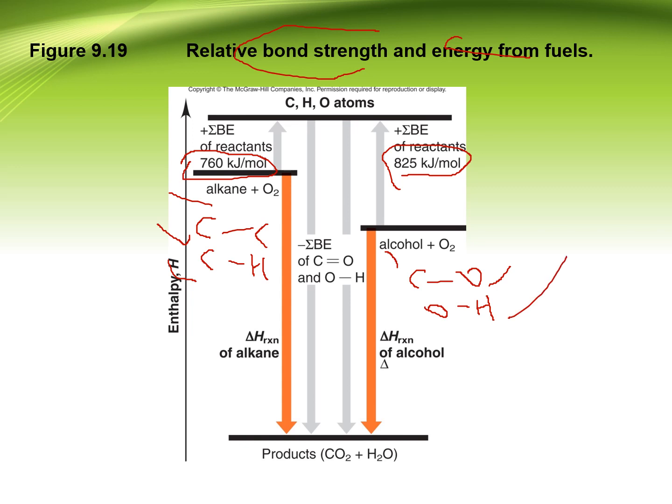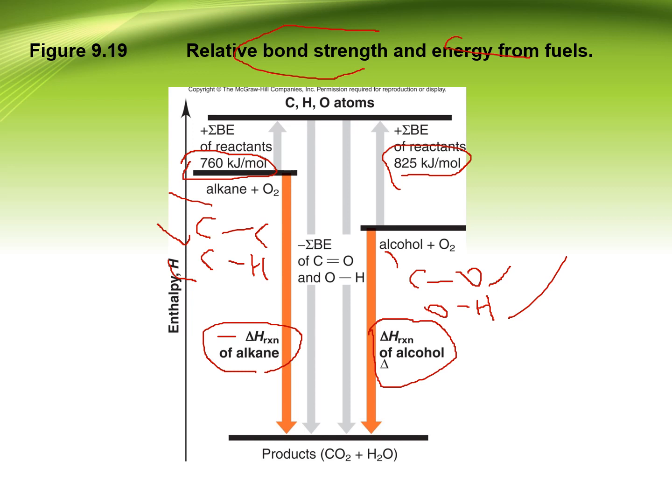Alkane reacts with oxygen and releases energy, and the enthalpy of reaction will be negative since energy is released. Alcohol reacting with oxygen will also release energy and result in an enthalpy of reaction. As we can see here, the enthalpy of reaction of alkane is greater than that of alcohol, meaning that alkane will release more energy compared to alcohol.